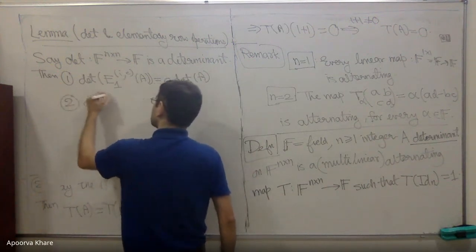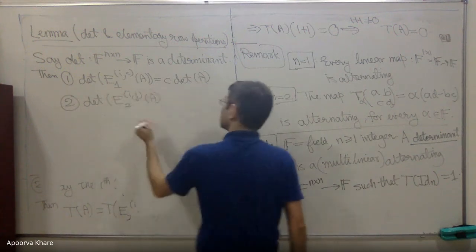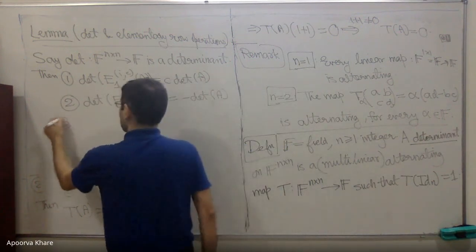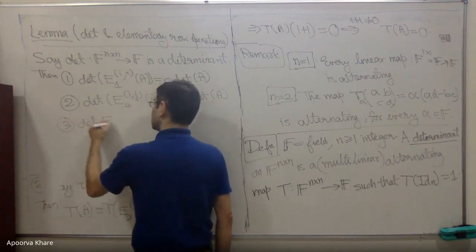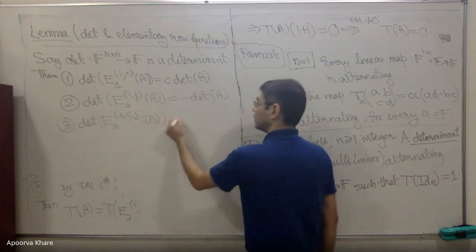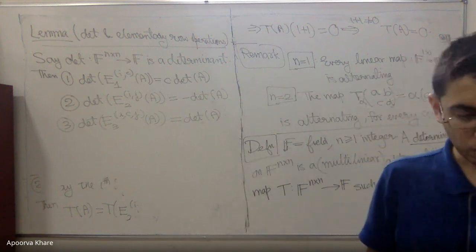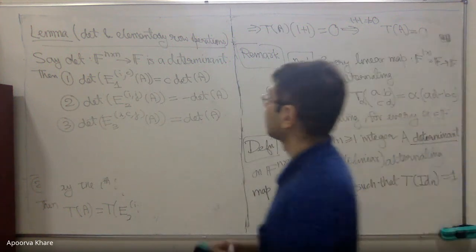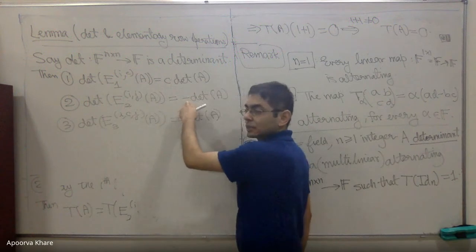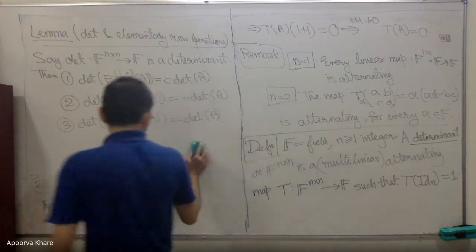If you flip two rows, you get a minus sign. That we already saw. And if you add a multiple of a row to another row, you don't change the determinant. These are the three properties of how row operations affect the determinant. The first one is that rescaling a row rescales the determinant, flipping two rows negates the determinant, and adding some multiple of a row to another does not alter the determinant.